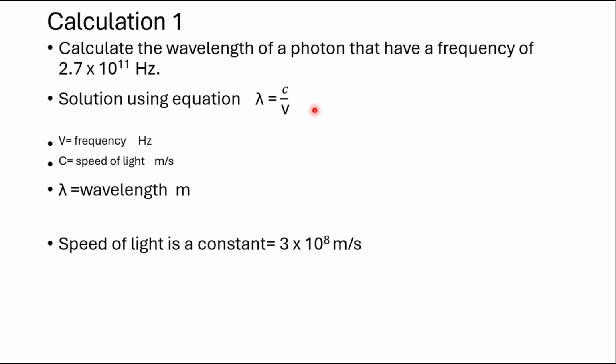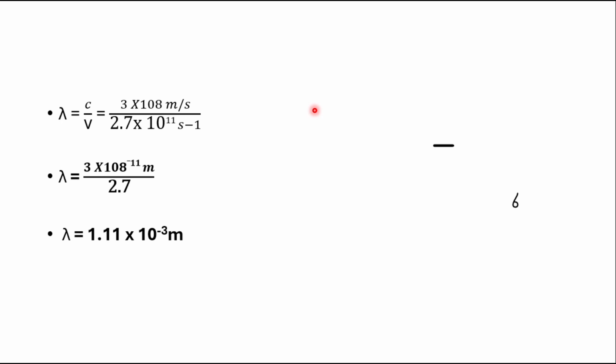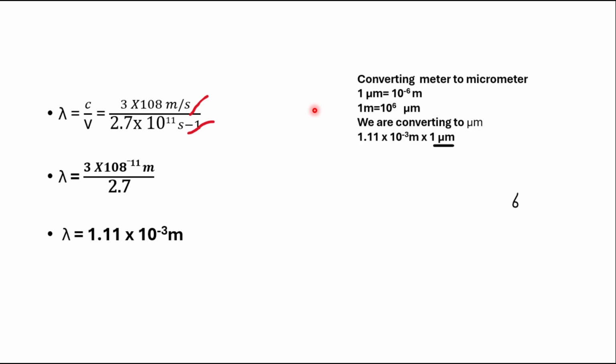The speed of light is a constant, which is equal to 3 times 10 raised to the power 8 meter per second. The frequency is equal to 2.7 times 10 raised to the power 11 hertz, as given. And wavelength is what we are asked to calculate. So the wavelength is equal to 3 times 10 raised to the power 8 meter per second over 2.7 times 10 raised to the power 11 per second. Calculating this, we have 1.11 times 10 raised to the power minus 3 meter.